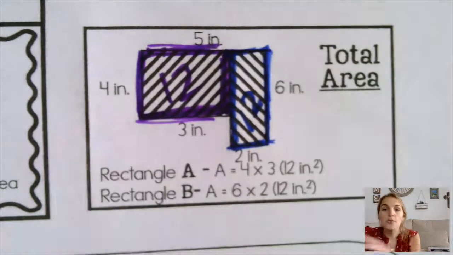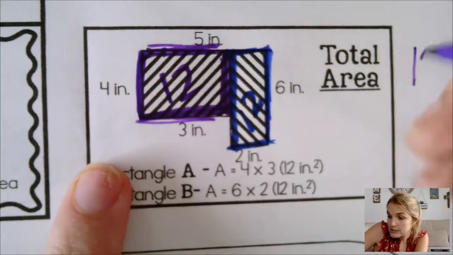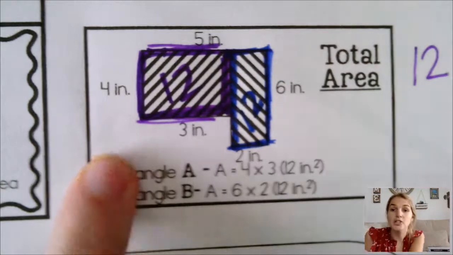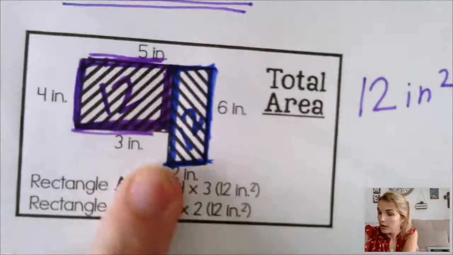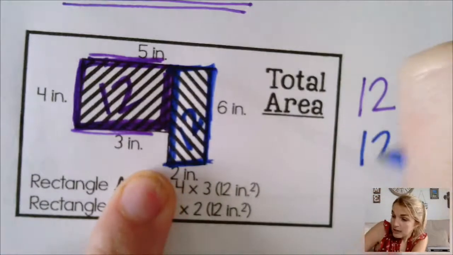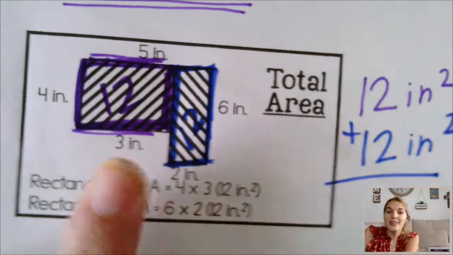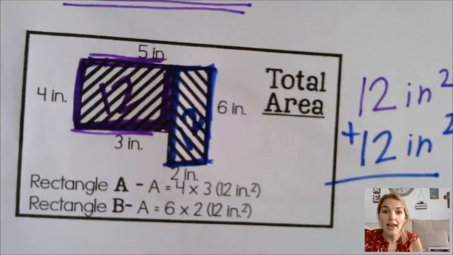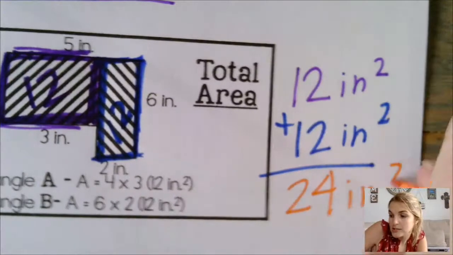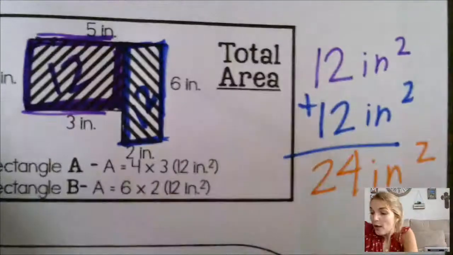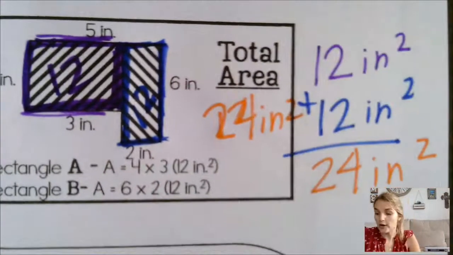So now we know that in order to find the area of the whole shape, we do 12 inches squared, which is the area of the first rectangle, rectangle A, and 12 inches squared, which is rectangle B, and then we can add them together to find the area of this shape. And we know 12 plus 12 is 24 inches squared. So we'll write that: 24 inches squared is our total area.